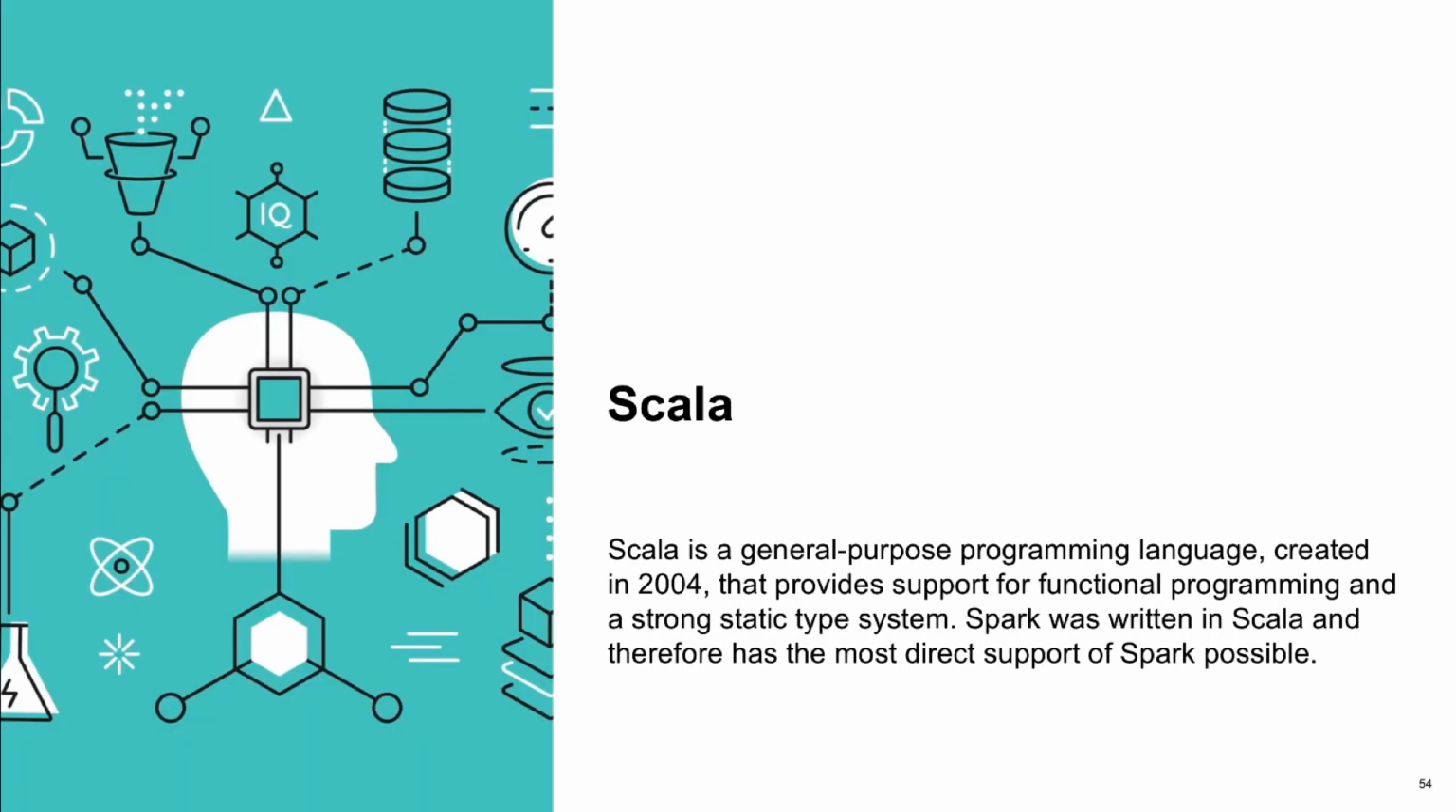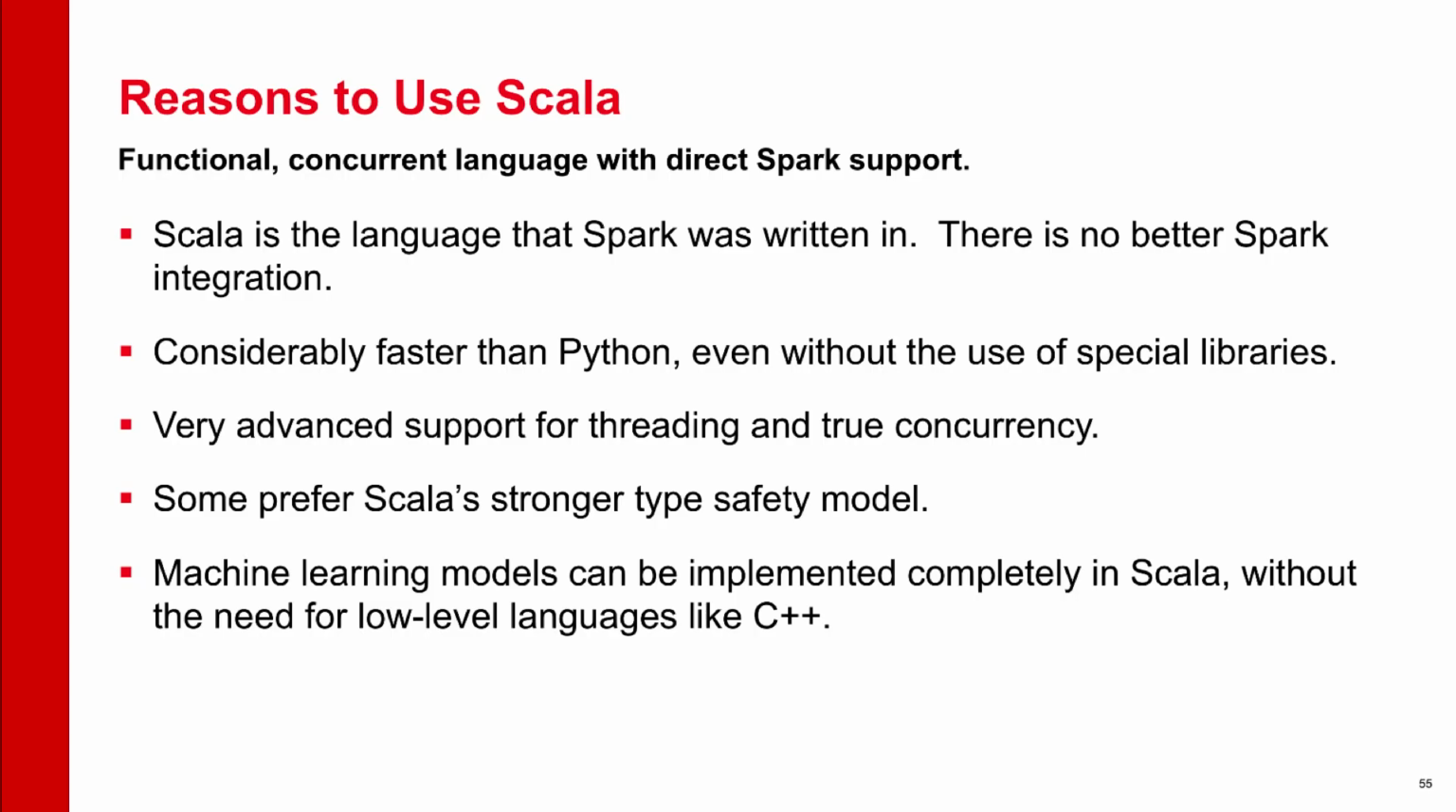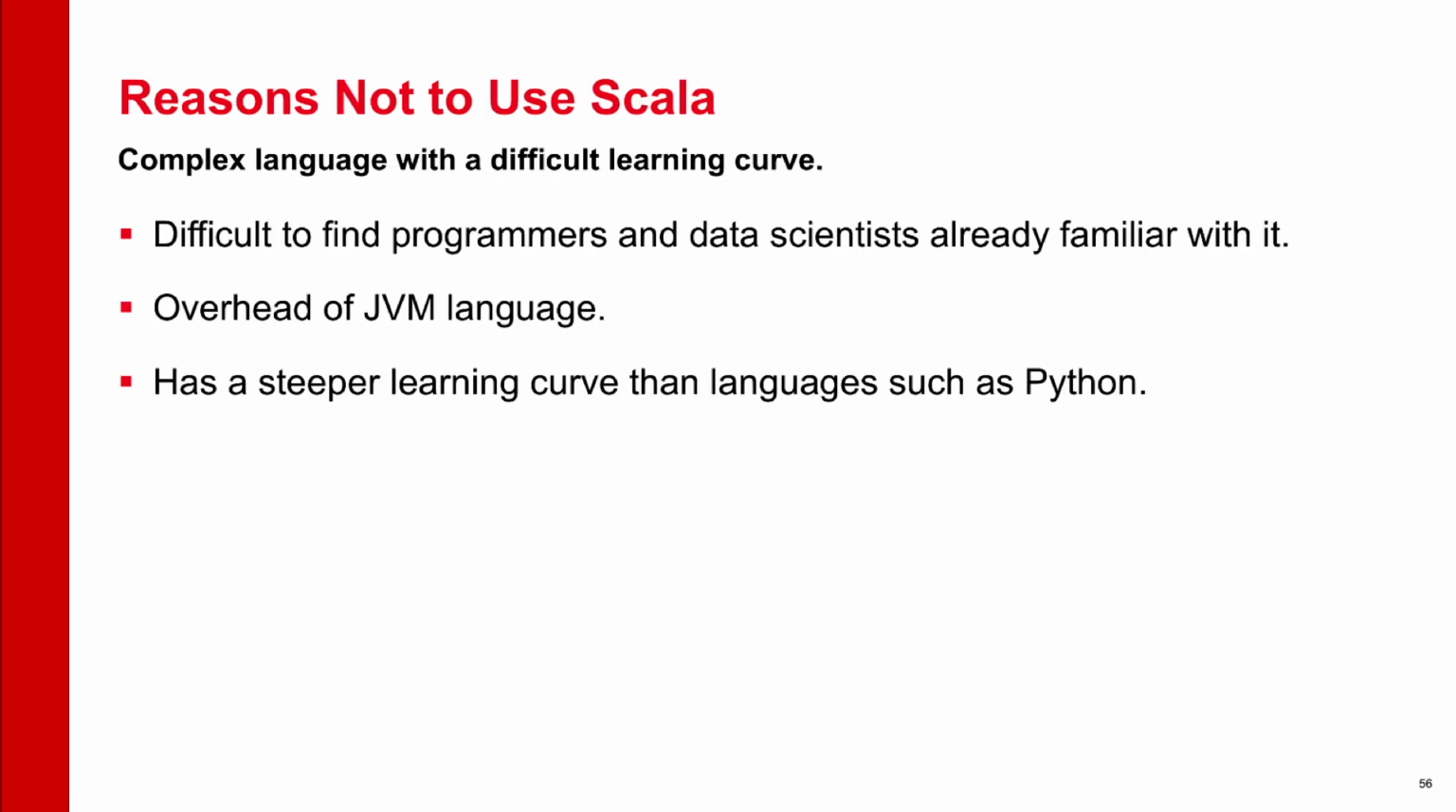Scala, the last programming language we'll look at. Scala will look similar to PySpark. Spark itself is written in Scala. Scala is the language that Spark was written in, considerably faster than Python, with very advanced support for threading and true concurrency. Some prefer the stronger type safety compared to languages like Python. And the machine learning models you're creating at the low level can be implemented completely in Scala without the need for something like C++. It's a complex and difficult to learn language. It can be difficult to find programmers for it, and it does have the overhead of a JVM language, so that can be good or bad.